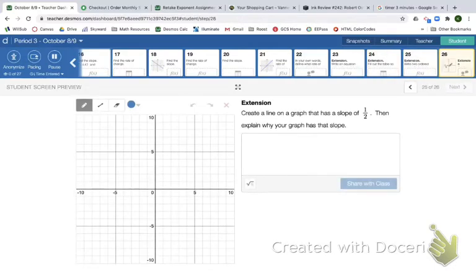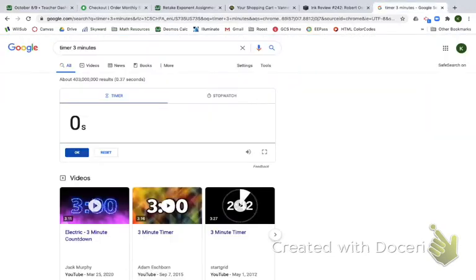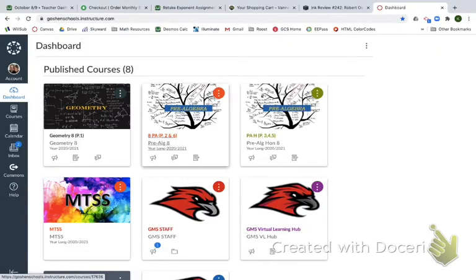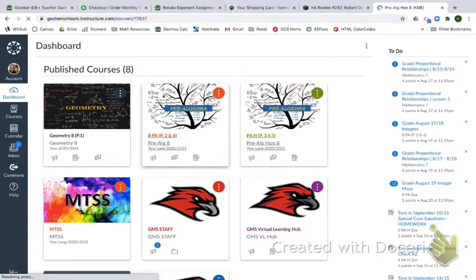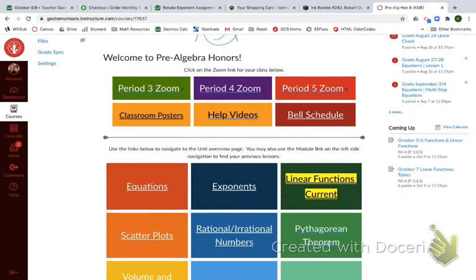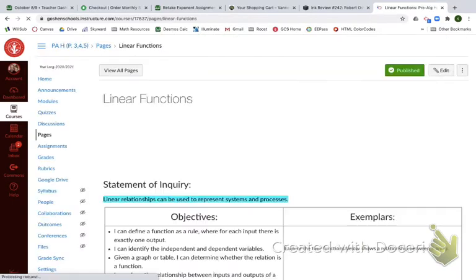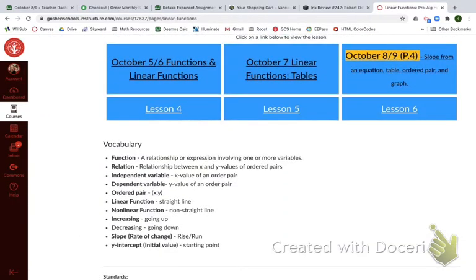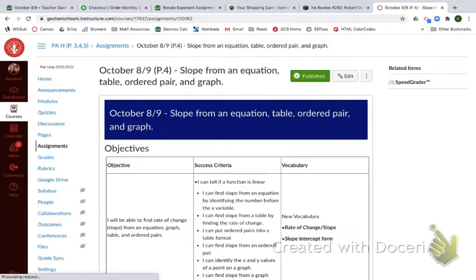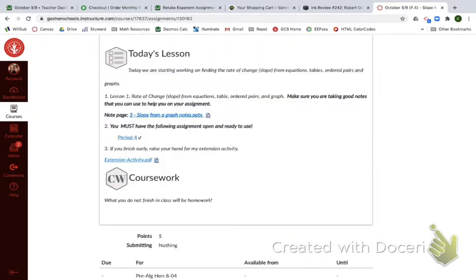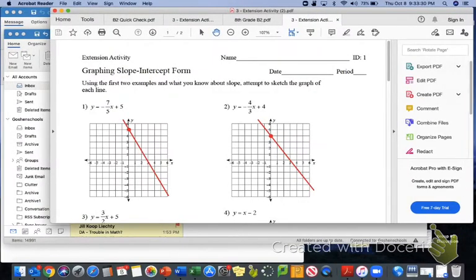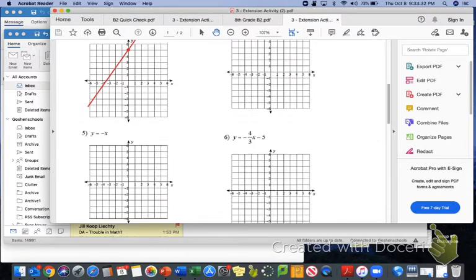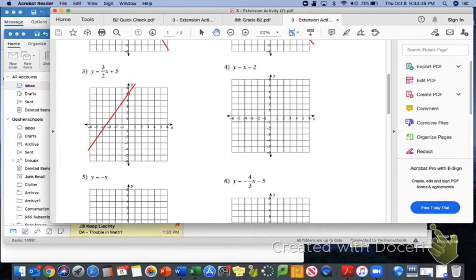Now, when you are done with this, you are going to go and ask the guest teacher for the extension activity. The extension activity is also going to be linked on your Canvas page. So, for example, this is not exactly what your Canvas page is going to look like, but at the very end it has this extension activity where you have to graph from slope-intercept form.